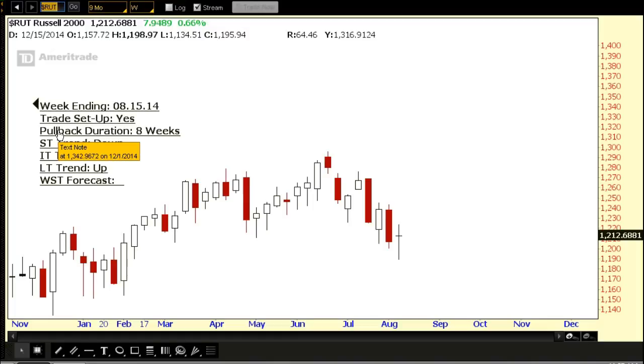These give us a real good clue as to what we can expect for our own economy, and a really good clue in terms of where the market overall might be headed. So this is where we're at on this right now. We do have a trade set up. We're pulled back now for 8 weeks, starting with this high. We're down on the short-term and intermediate-term trend, but on the long-term trend, we're still up, which is a positive. But if that turns down, obviously that's not going to be good.